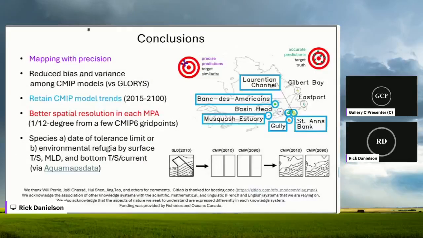So the conclusions here are basically that we are getting better precision. We're not sure about accuracy. We keep the trends more or less, and we get some better spatial resolution within the MPA. So we can then look at some of the tolerance limit changes projected by the CMOS models.